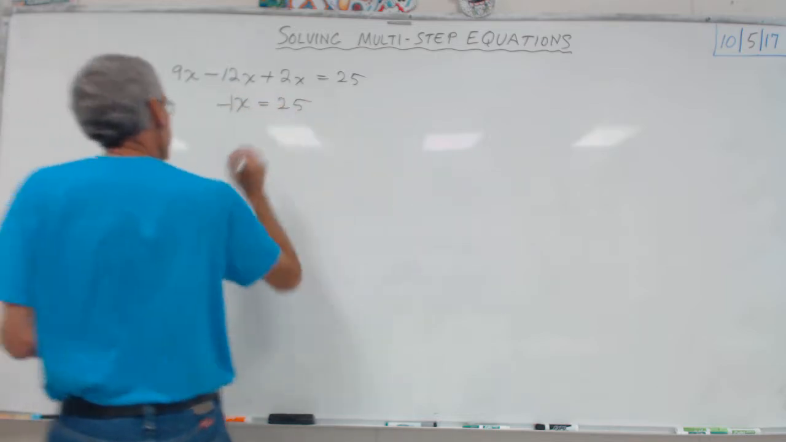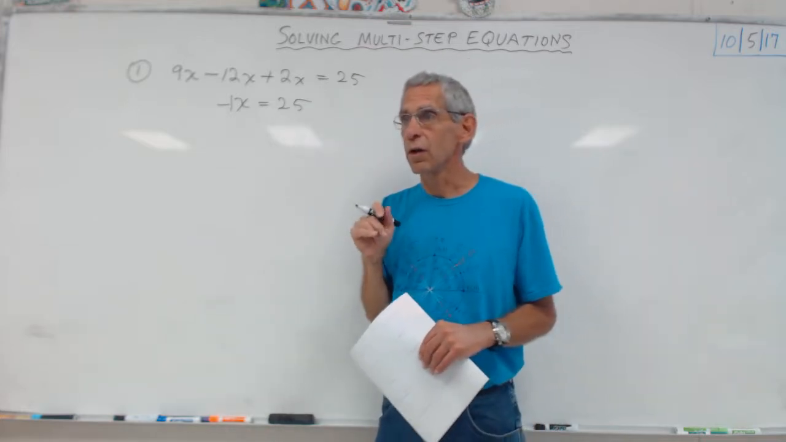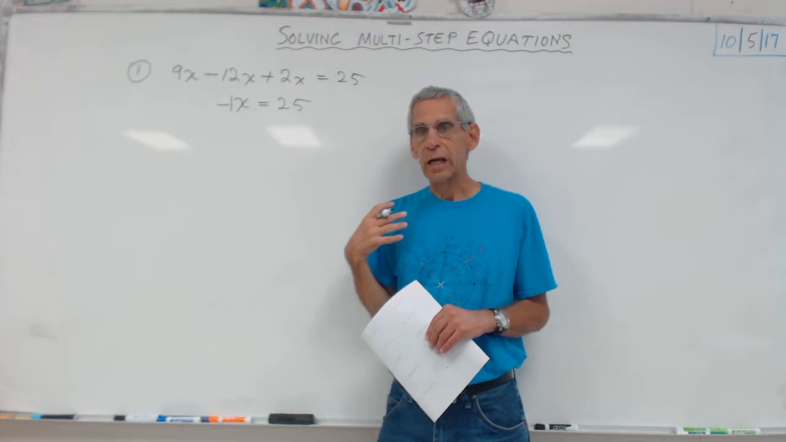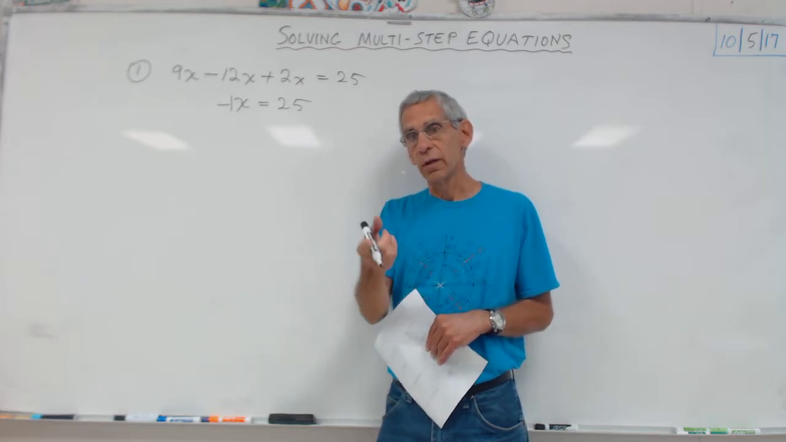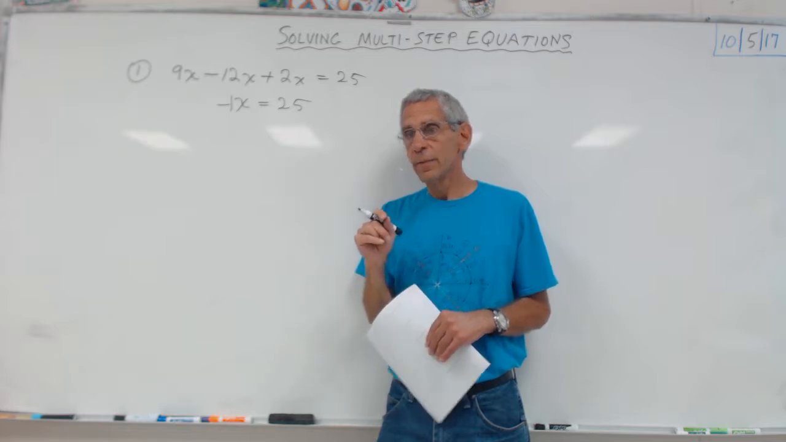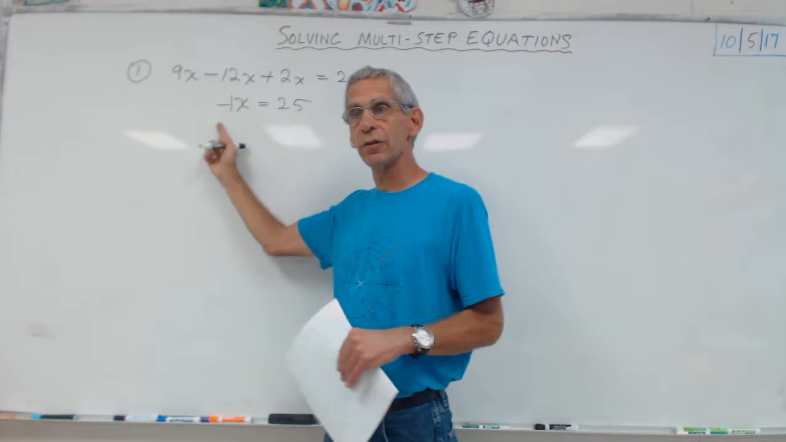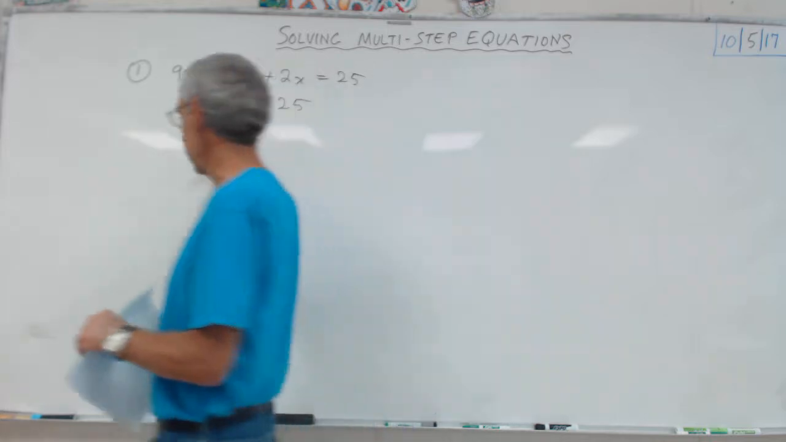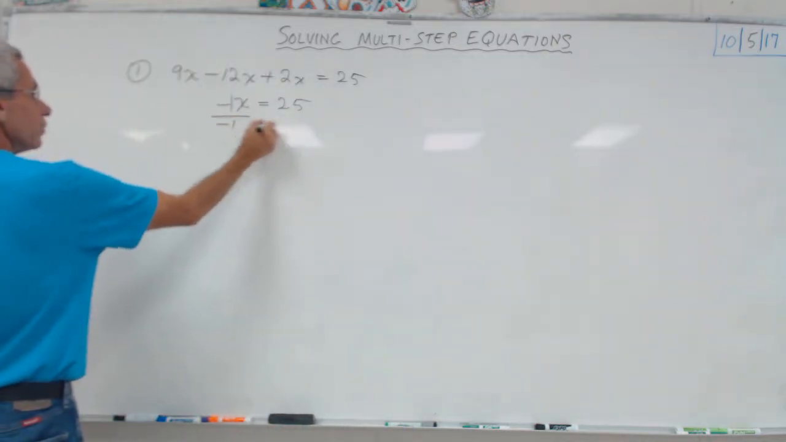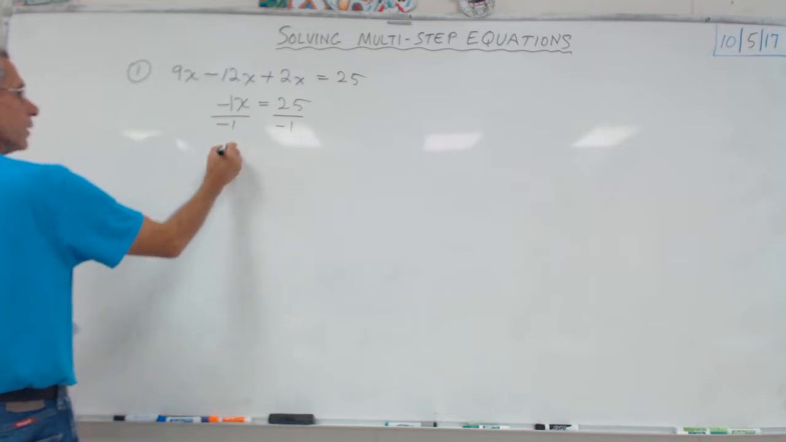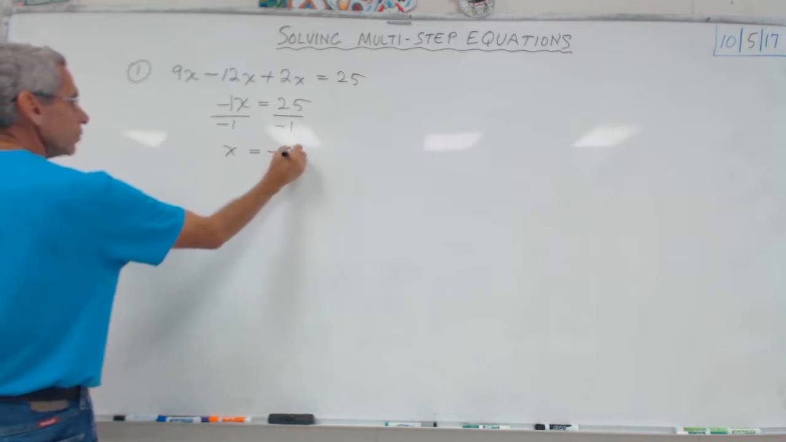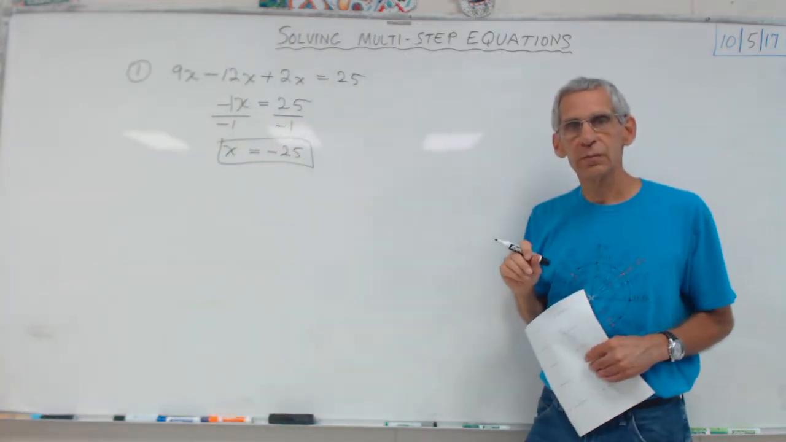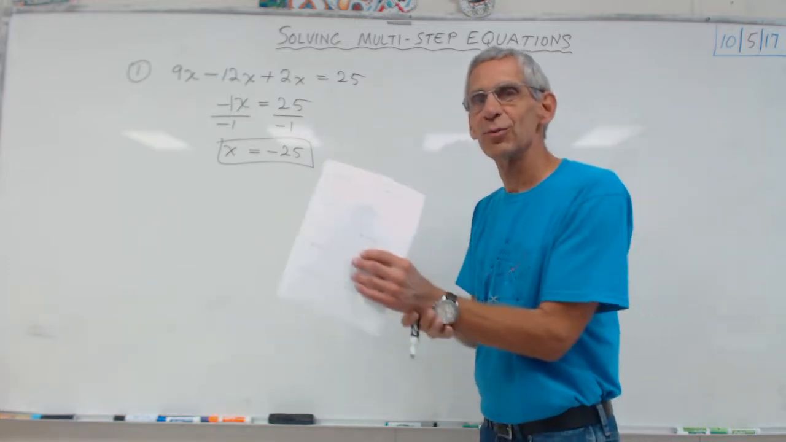is equal to 25. Now, is that what I want to know? No. Do I want to know what negative 1x is? No. I want to know what x is. So what would I do? You would divide both sides by negative 1. Remember, whatever's in front of the x that you don't want there, you divide both sides by that number. So I'm just going to draw a line and divide by negative 1, divide by negative 1, and that gives me x is equal to negative 25. And I'm done. Makes sense?